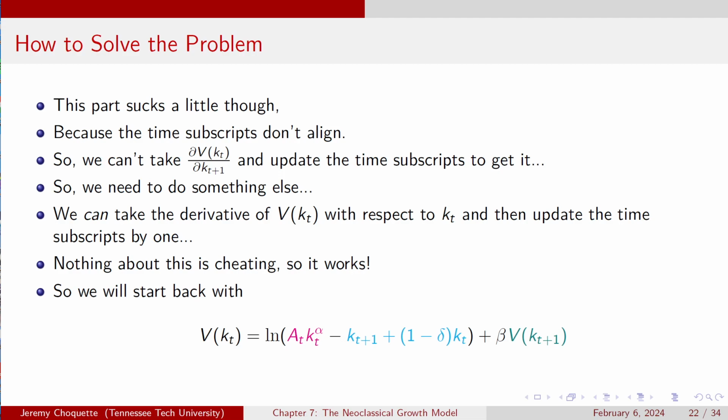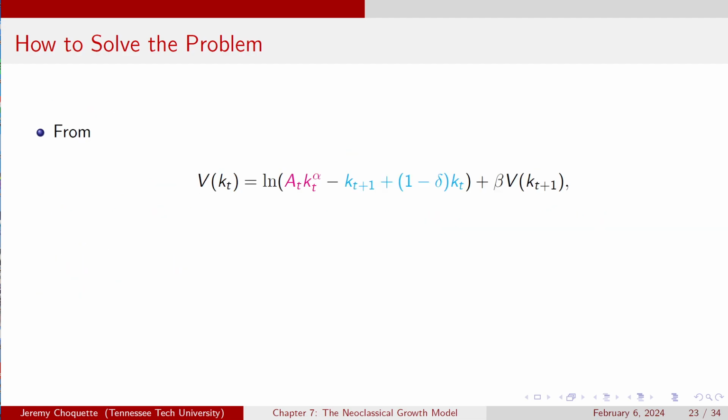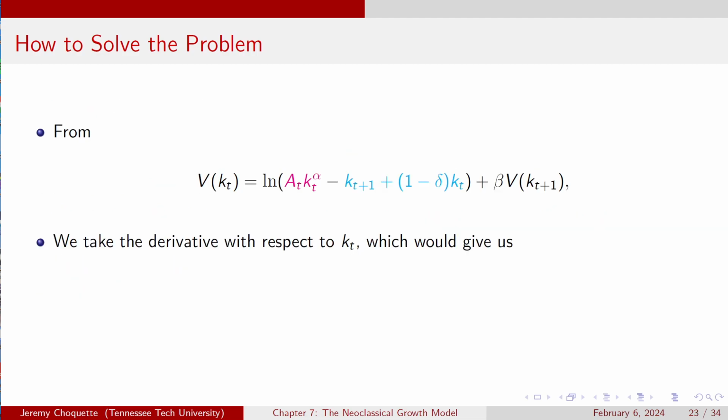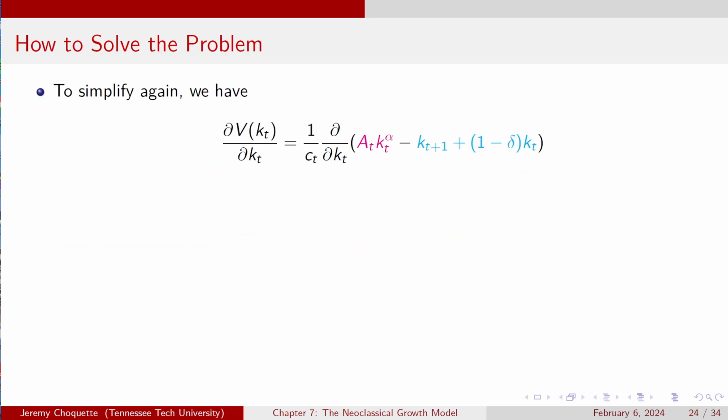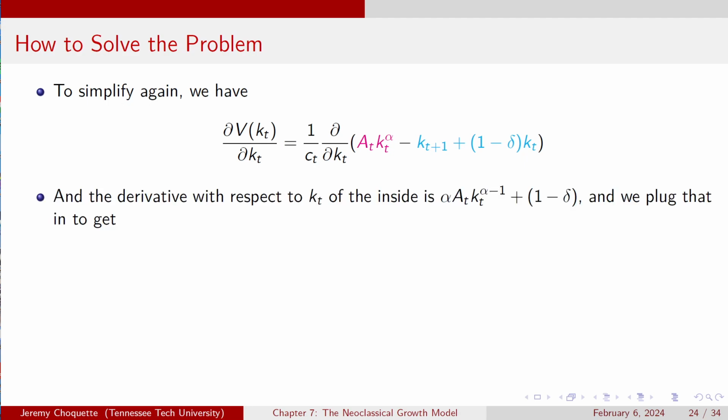So we go back to our original Bellman equation. V of kt equals the natural log of pink stuff minus the blue stuff, right, consumption, plus beta times V of kt plus 1. And from this, I take the derivative with respect to kt, which gives me this. I get 1 over that stuff, right, 1 over ct, times the derivative of the inside, that constraint thing, but now it's with respect to kt and not kt plus 1. So I'm going to simplify this a little bit more. It's 1 over ct times the derivative of that constraint with respect to kt.